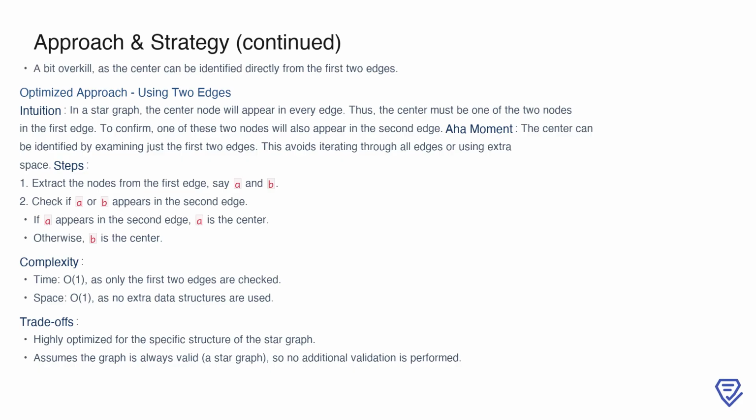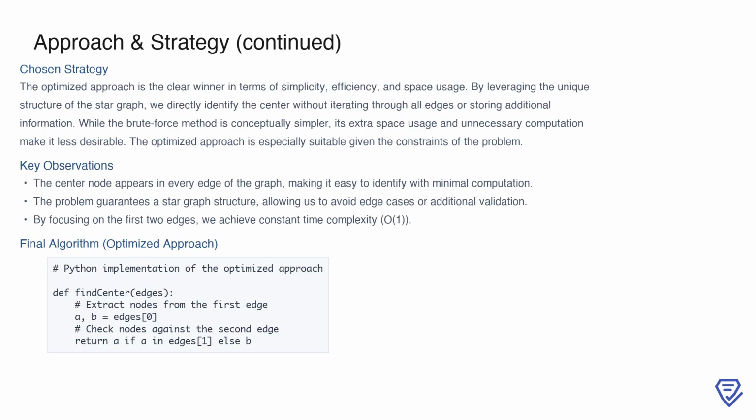This approach is highly optimized because it avoids unnecessary computation and additional memory usage. Its time complexity is constant, O(1), since we only check the first 2 edges, and it does not require any extra space. The trade-off is that this method assumes the input is always a valid star graph, so no additional validation is performed. Given the two approaches, the optimized method clearly stands out as the better choice.